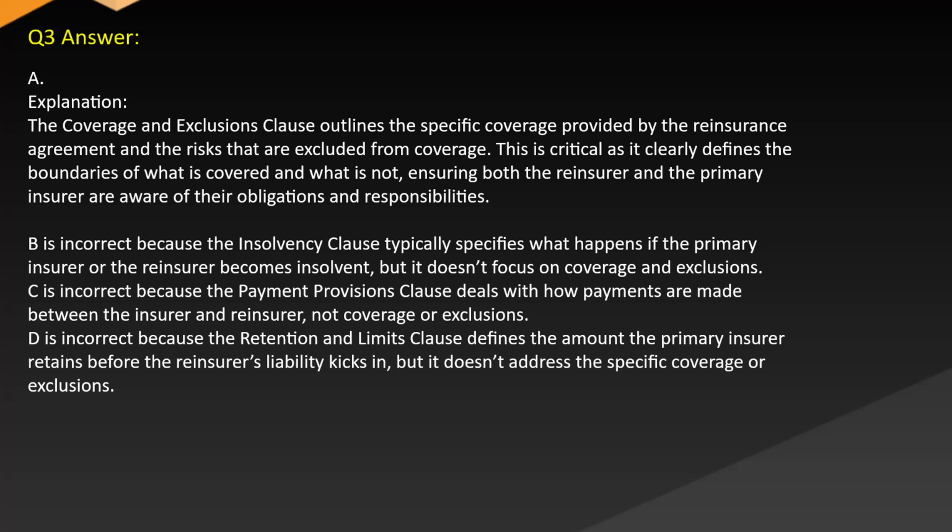B is incorrect because the insolvency clause typically specifies what happens if the primary insurer or the reinsurer becomes insolvent, but it doesn't focus on coverage and exclusions. C is incorrect because the payment provisions clause deals with how payments are made between the insurer and reinsurer, not coverage or exclusions. D is incorrect because the retention and limits clause defines the amount the primary insurer retains before the reinsurer's liability kicks in, but it doesn't address the specific coverage or exclusions.